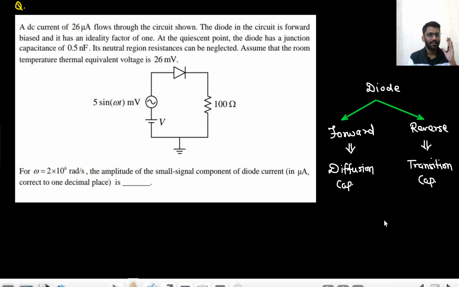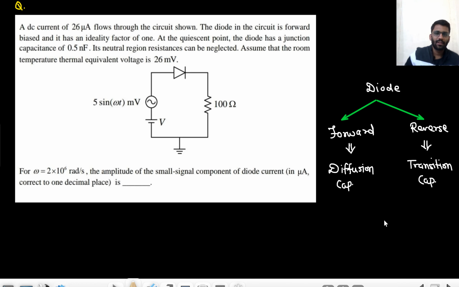EDC guys will study it. The guys who have the EC branch, those who are going to study electronic devices, will study it. Now you don't need to push yourself about where this diffusion capacitance is coming from, where this transition capacitance is coming from, or what the formula of that is. You don't need to push yourself.